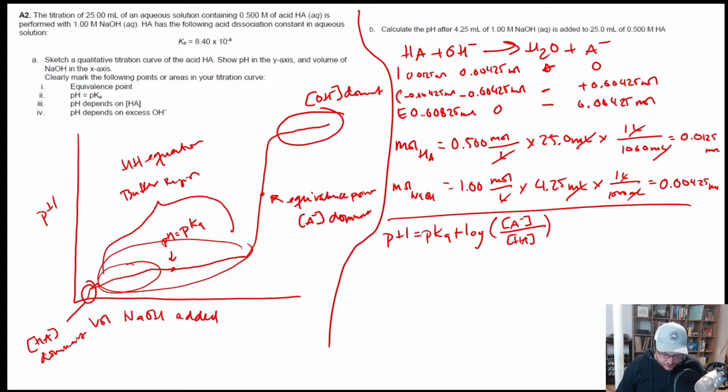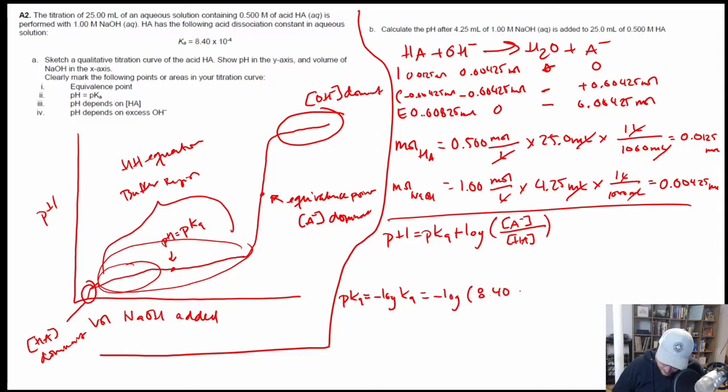And so the next thing that we also have to do is make sure that we calculate the pKa. I'm just going to do that down here real quick. The pKa is equal to the negative log of the Ka. And in this case for HA, that's negative log of 8.40 times 10 to the negative 4. So that comes out to 3.08. So that's the pKa in this case.